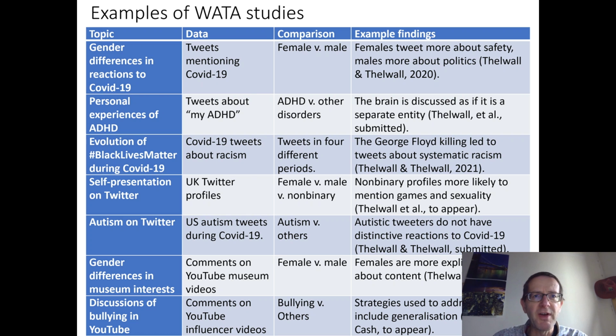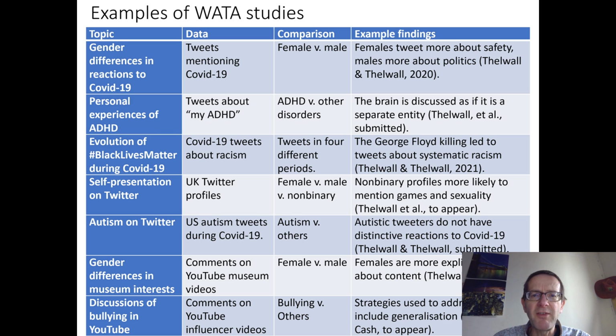So here are some examples of word association thematic analysis studies, for about 16 so far using this method that are published or submitted. So I'll just go through a few of them. In each case, there's a topic for the study. There's a particular type of data, tweets or YouTube comments for these examples, and tweets or comments around a particular theme. So for example, the top one, tweets mentioning COVID-19, that's the theme. And the bottom one, these are comments on YouTube influencers videos.